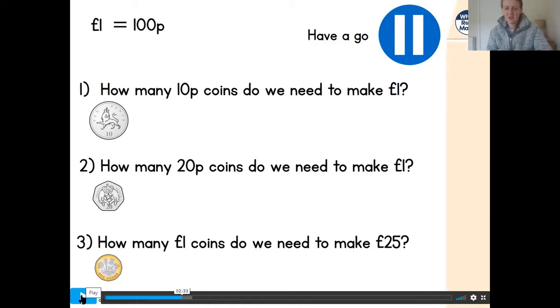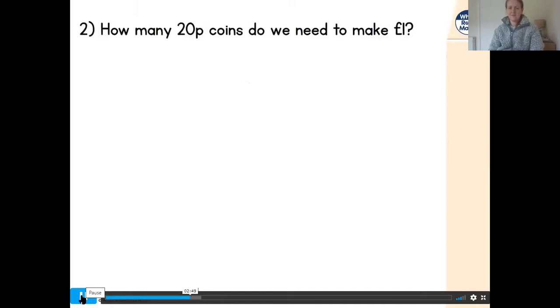Well done if you did those. Question 1. How many 10p coins do you need to make £1? Well, we know that 10 times 10 is 100. So 10 pence times 10 is 100 pence, which is £1. So how many 10p coins do we need? We need 10.